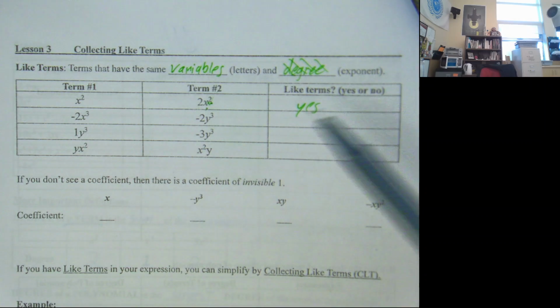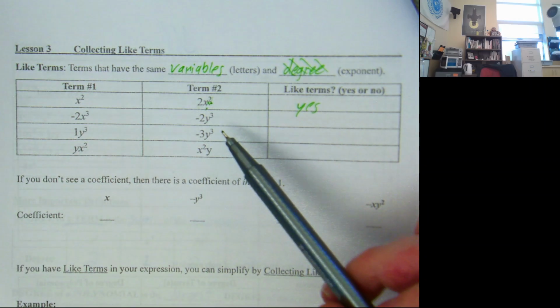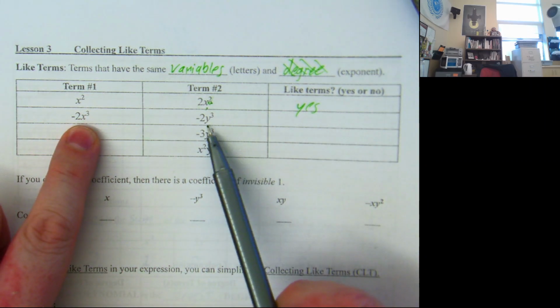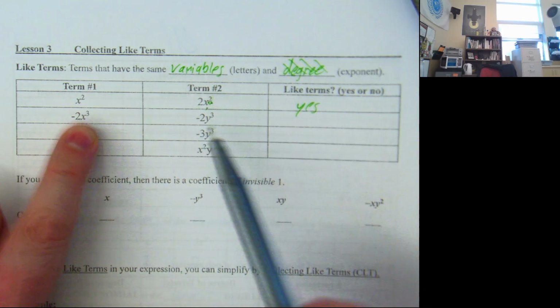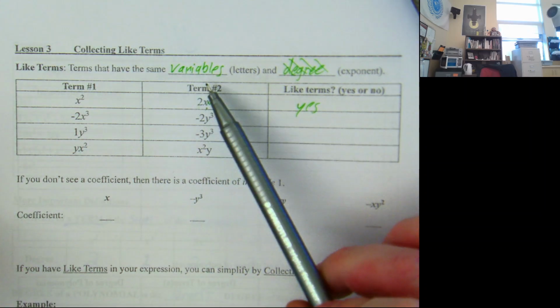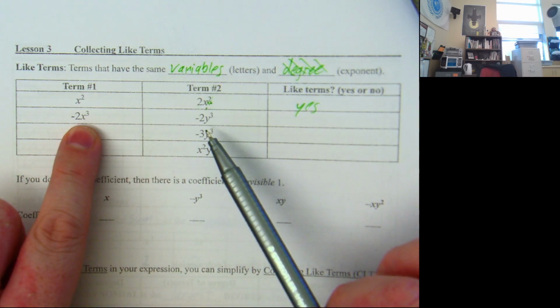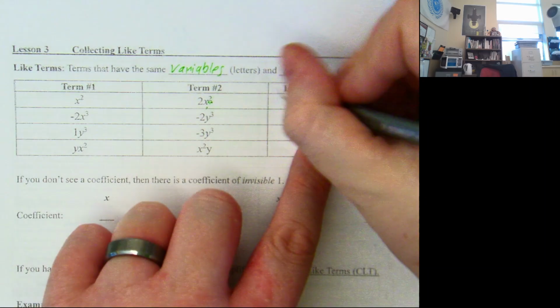So let's take a look at the second one. I've got negative 2x cubed and a negative 2y cubed. Are the letters the same? No. So because the letters are not the same, it doesn't even matter what the exponents are. The letters have to be the same, and the exponents on those letters have to be the same. X's and Y's are not the same thing, not a like term.